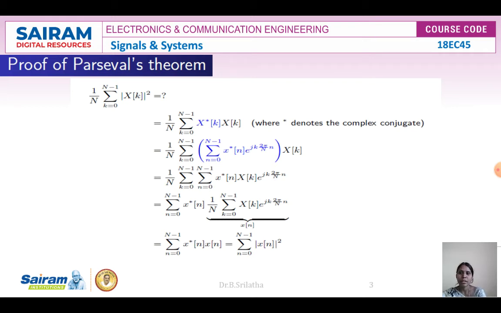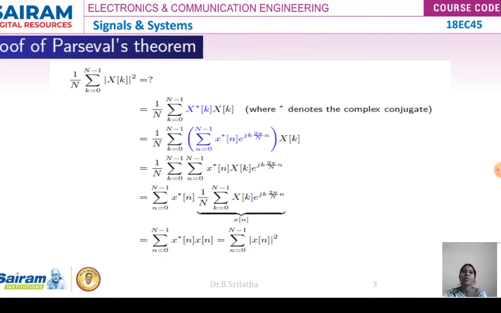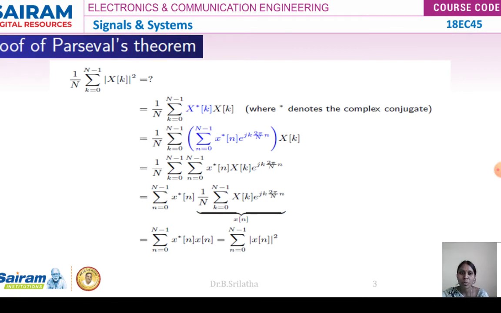What is the proof of Parseval's theorem? Consider the side with 1 by N summation k equals 0 to N minus 1 of mod X of k whole square. We can write X of k whole square as X of k into X of k. One X of k we keep as it is. Another X of k we write as X conjugate of k, where the star denotes the complex conjugate.